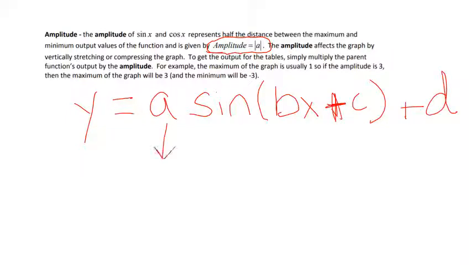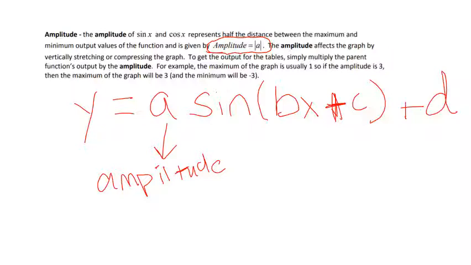The A is the amplitude. That's basically talking about its height. Normally it goes from 1 to -1. But if you multiply it by another number out in front, for example 3, then the maximum of the graph will be 3 and the minimum will be -3.